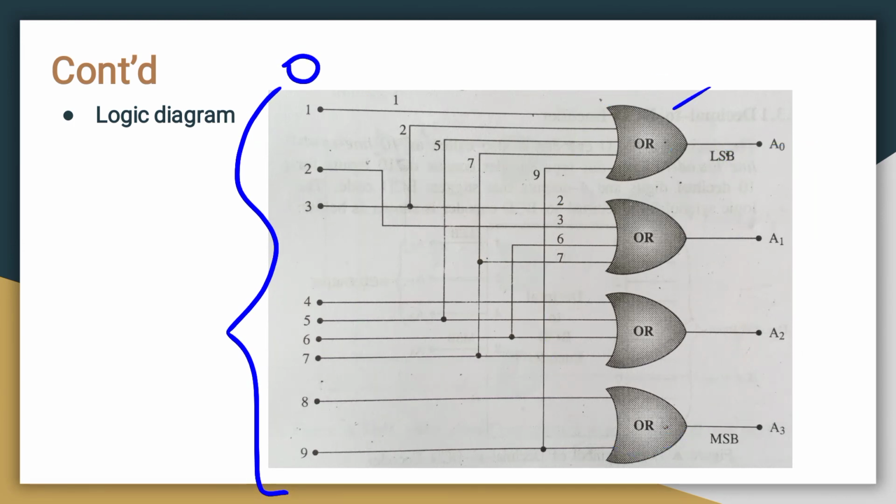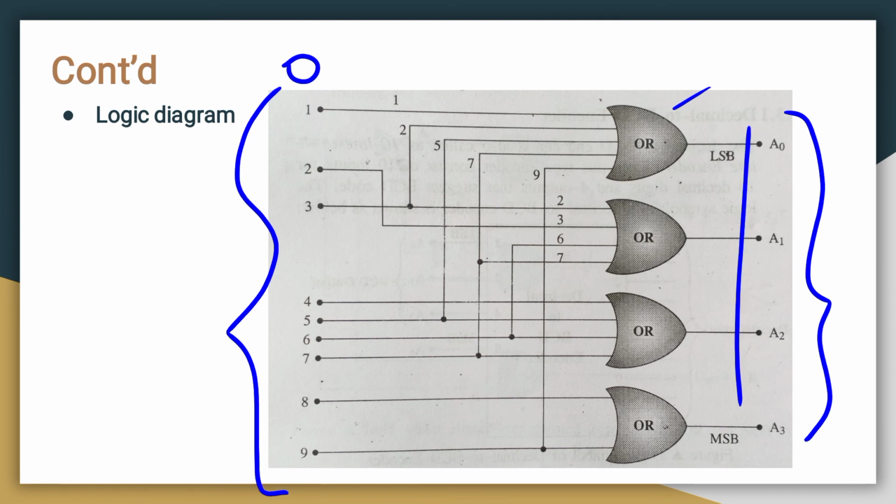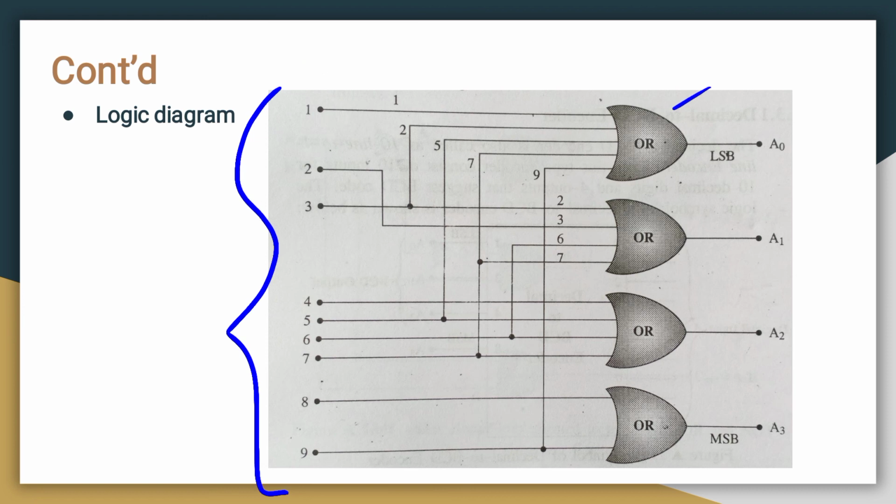Then mention all the names, that is 1 to 9, and A0, A1, A2, A3. Please check here. You should not write A3 at the top and A0 at the bottom. You have to write A0 at the top and A3 at the bottom. It is in increasing order, downwards. Okay, so this is the main thing. Don't write in the opposite way.